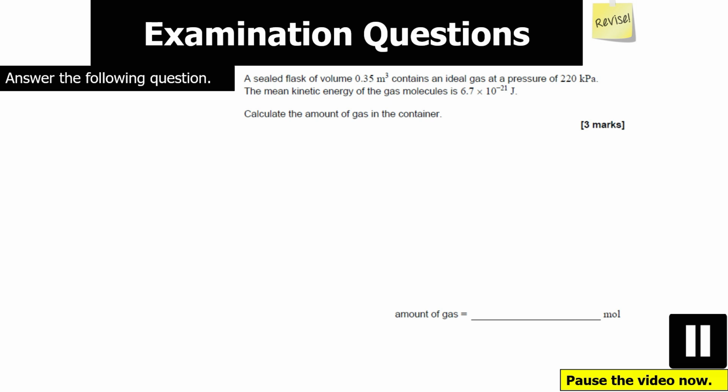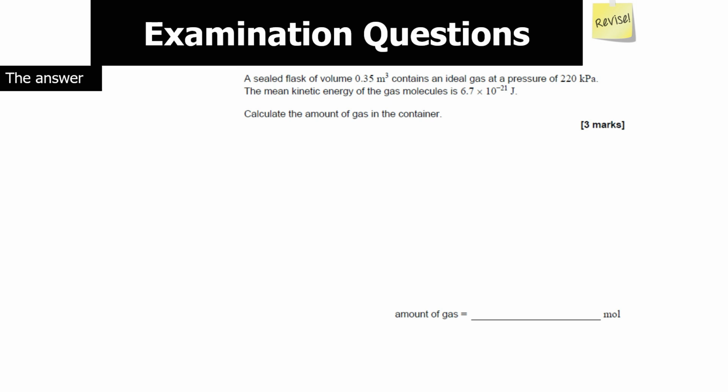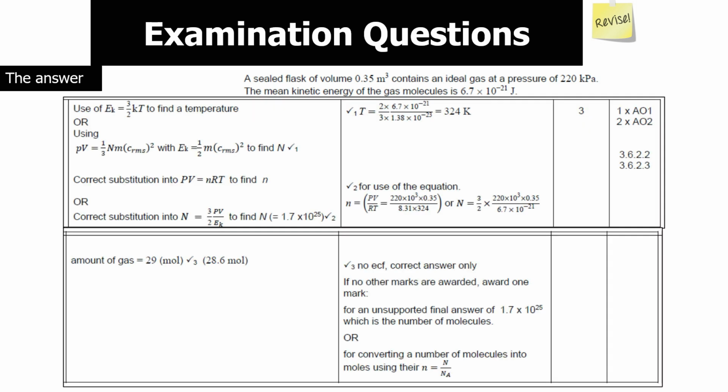Right, so how do we answer this particular question? First question is, how can we link the different equations together? So we should hopefully know that the kinetic energy of one gas particle, we can look at our equation sheet and we see that it's 3/2 kT.